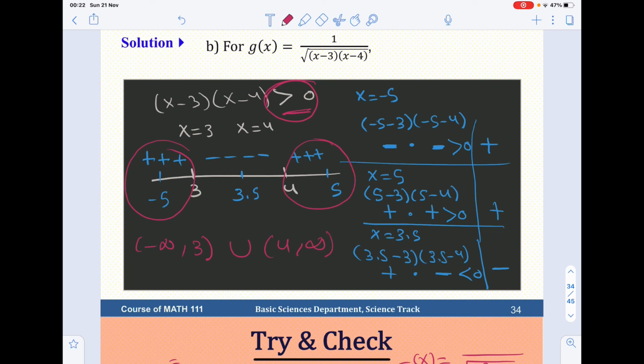Okay, so at those intervals, the value of the function would be defined, because the value of the denominator would be defined. Okay, the root would give us only positive values, not 0, not negative.